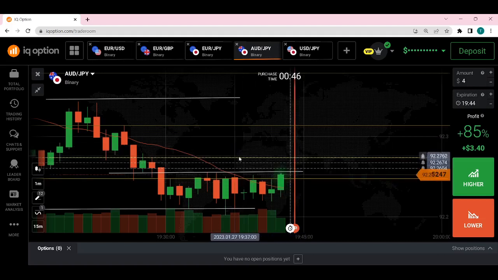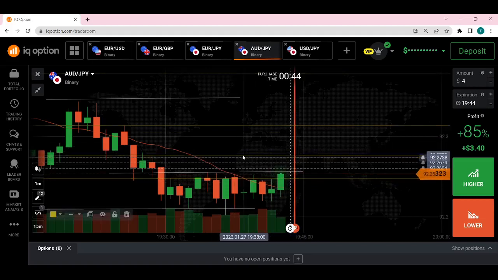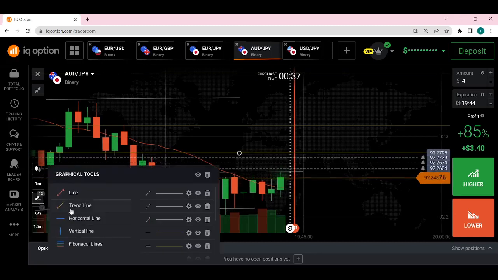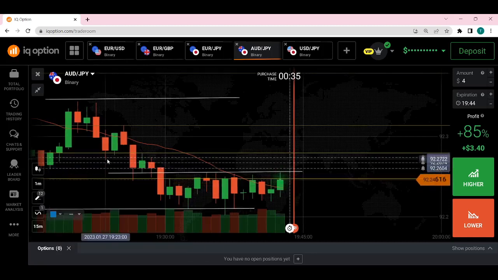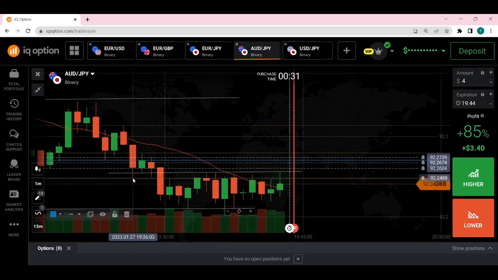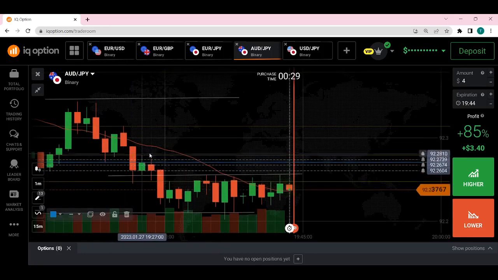Here too, what I will do is make an entry a little bit at the top because I get a wick here. Can you see? I get a wick here. So for confirmation, I know that here is the level actually. This is the low of that strong breakout candle. Within this level you have to take.